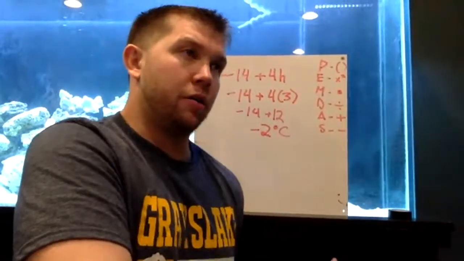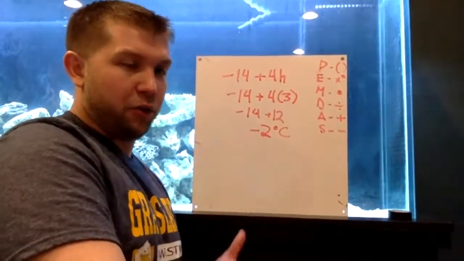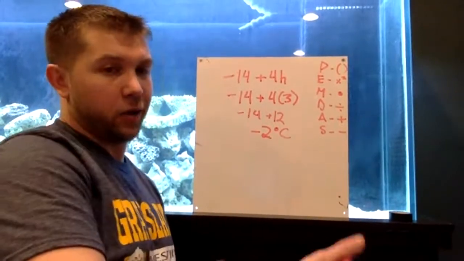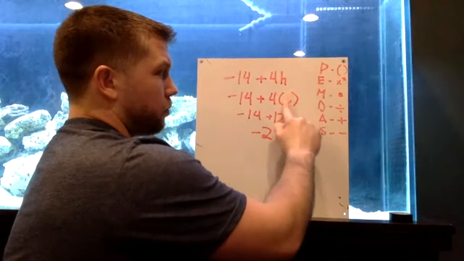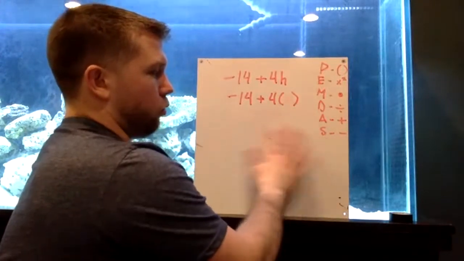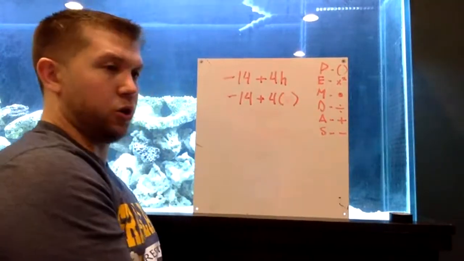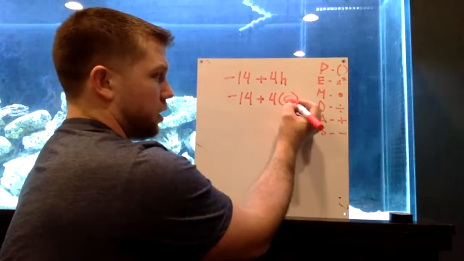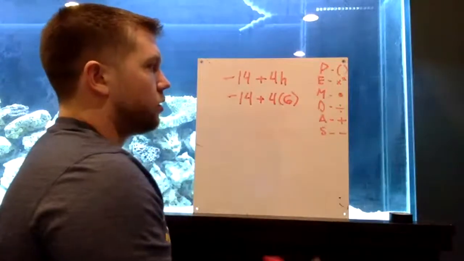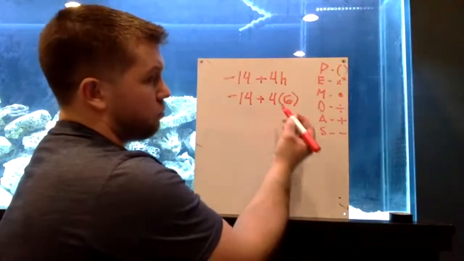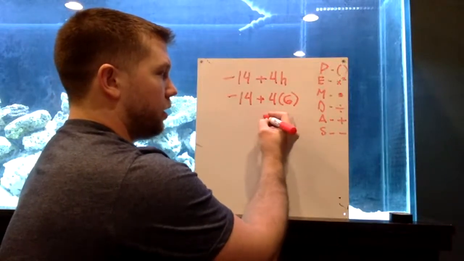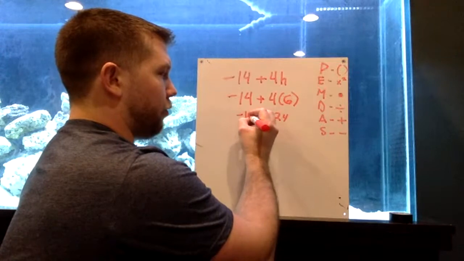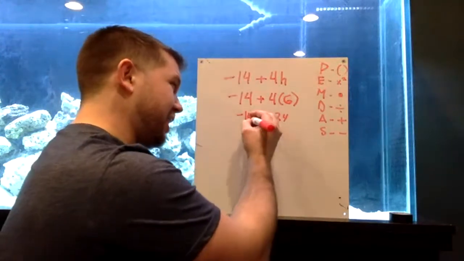All right, so now same expression, but we're going to plug in a different value for h. What temperature will we be at after 6 hours? So we're just going to redo the expression, but use a different value. We're going to use 6. Same deal, same order. 4 times 6 is 24. I'm adding this to negative 14.